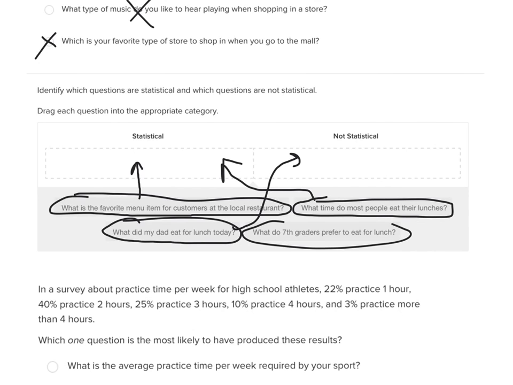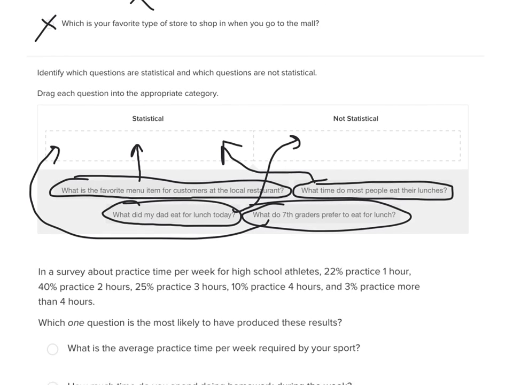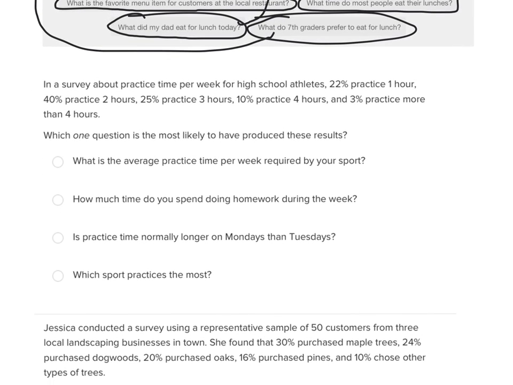What do 7th graders prefer to eat for lunch? Well, the football players like steak, and the younger kids like Captain Crunch cereal. So it varies. So that's statistical. Not everybody likes to eat the same thing. All right? Hopefully you're getting an idea of what statistical and non-statistical means.